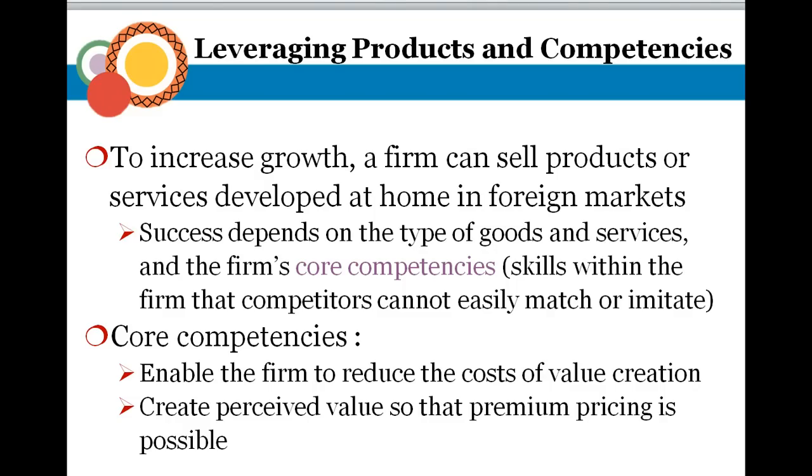When we talk about core competencies, which is a big term from MBA 512 strategic management, this refers to skills within the firm that competitors cannot easily match or imitate. These skills may exist in any of the firm's value creation activities we talked about earlier: production, marketing, R&D, human resources, logistics, management, and so on. Such skills are typically expressed in product offerings that other firms find difficult to match or imitate, such as the iPhone when it first came out, or the iPod.